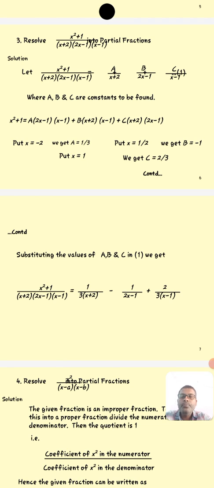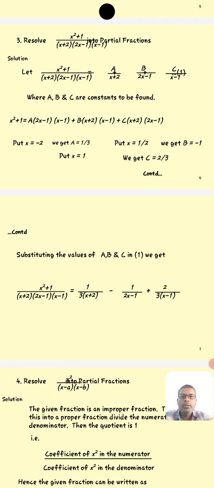The same method: put x equal to minus 2. In the place of x equal to minus 2, we substitute, the B term will be 0 and also the C term will be 0. So that we get A is equal to what? 1 by 3.